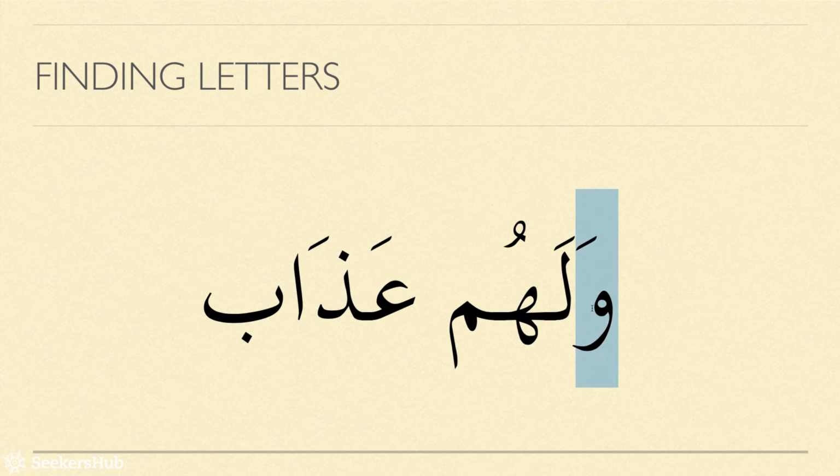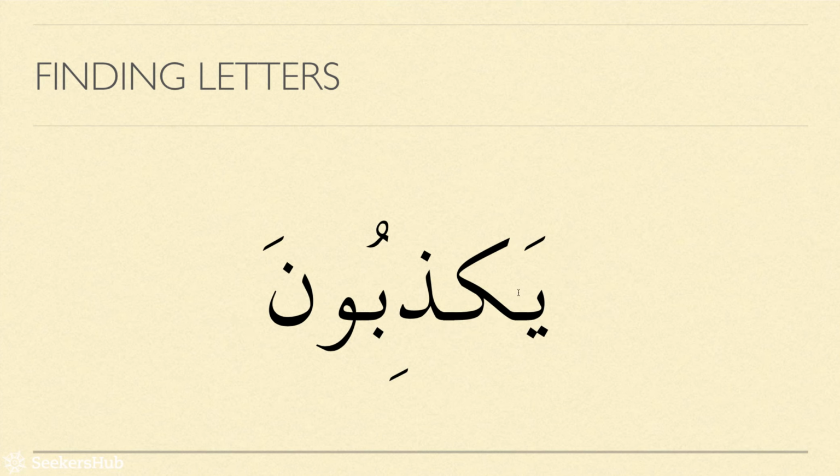Walahum, and for them: wa with fatha, lam with fatha, la, ha with the dhamma, hum, walahum, ayn, dhal, and not a zay, adhab, extend with the alif, and then ba, walahum adhab. Yakdhibun: ya with fatha, kaf, yak, dhal, yakdhi, ba with the dhamma, followed by waw, bu, and then noon, yakdhibuna.